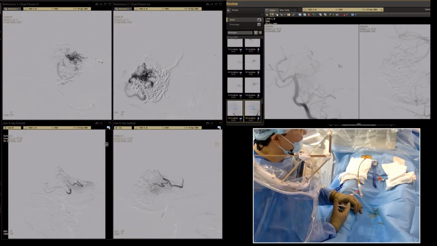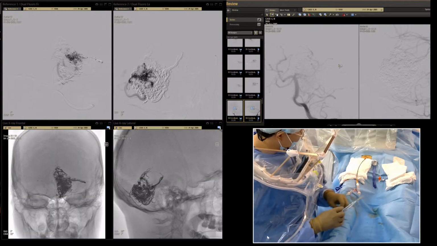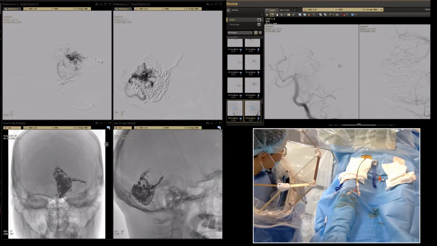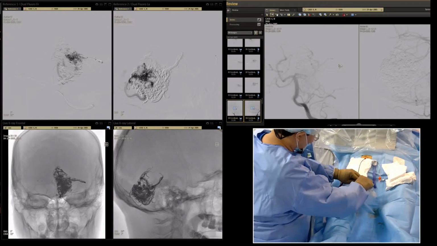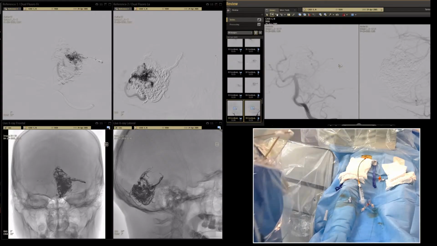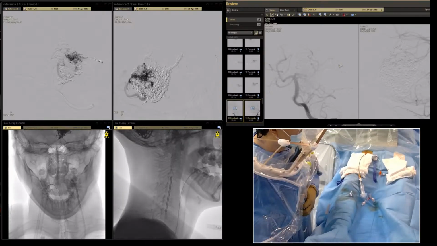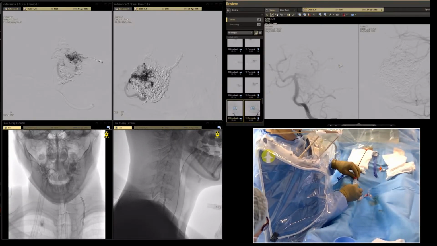It's a regular territory. And now I will take the sonic out, headway out. I will connect aspiration to bring the catheter back.